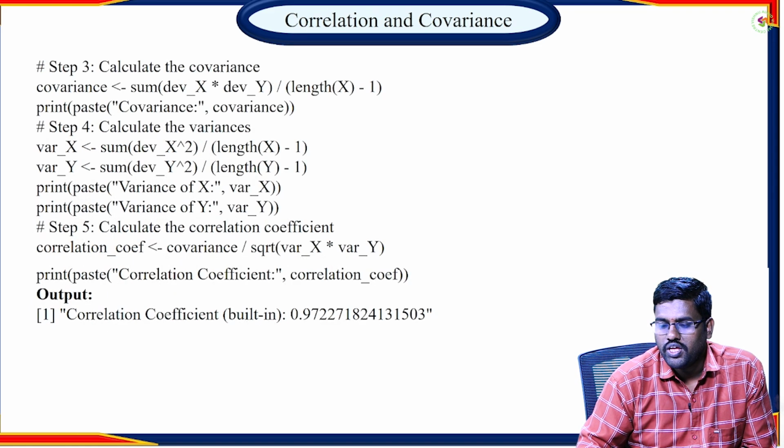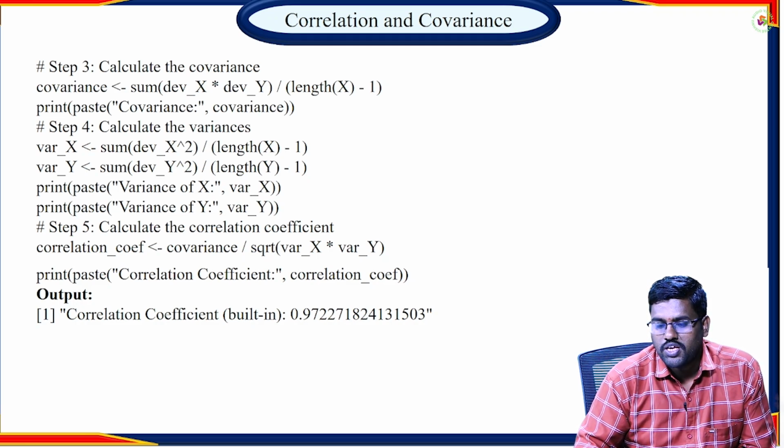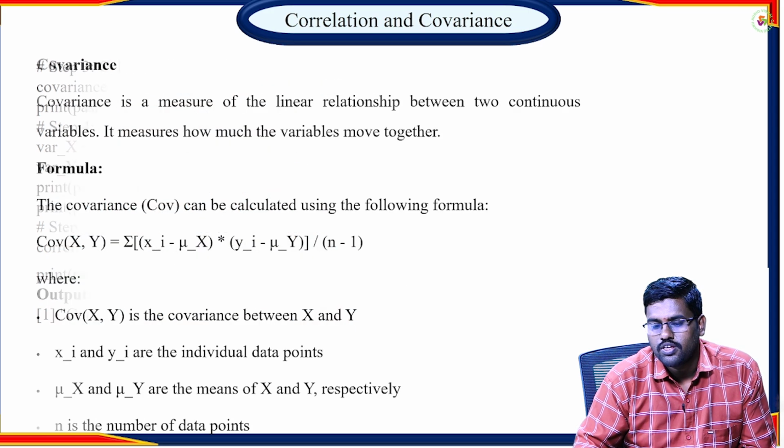Next, covariance is equal to the sum of the deviation of x into the deviation of y, divided by length of x minus 1. We need to substitute in this, and finally we get the covariance value like this. Based on that covariance value, we need to calculate the correlation coefficient. That value is covariance divided by the square root of variance of x into variance of y. Finally, we got the correlation coefficient value of 0.97.